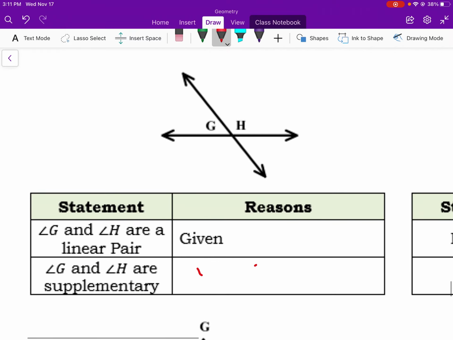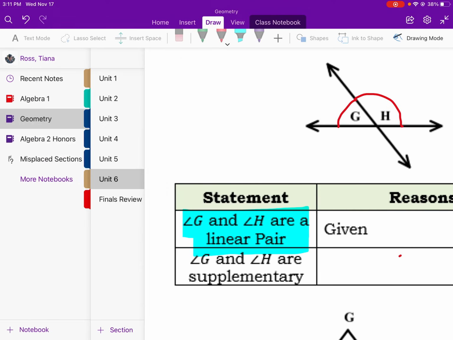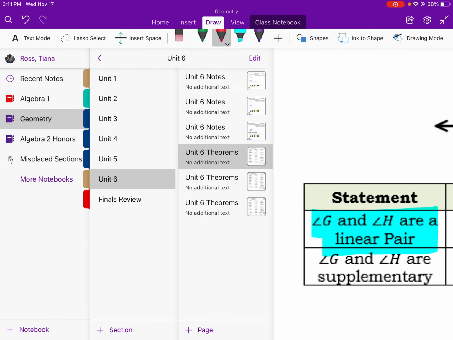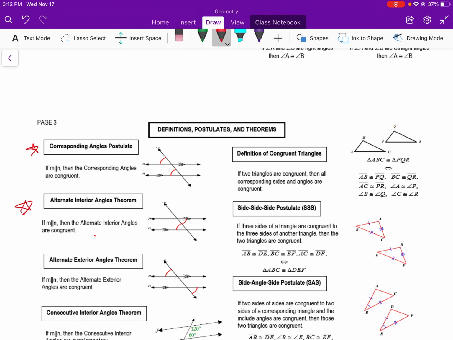Okay, next one, we are told that angles G and H are a linear pair. That's my given. So we're told that they form a linear pair, these two here. And we're trying to prove that they are supplementary. So when I go to hunt on my theorem sheet, I'm looking for things that pertain to supplementary or linear pair, right? Anything that maybe has those keywords involved.